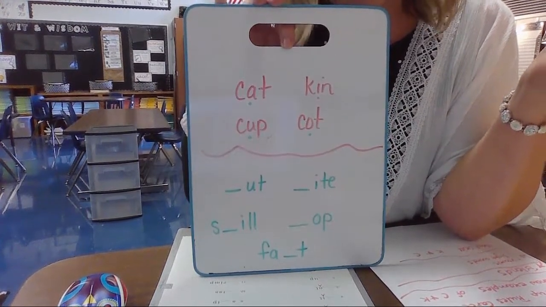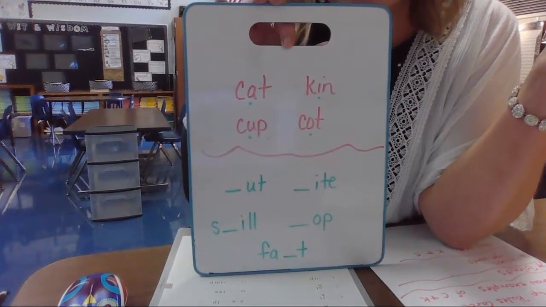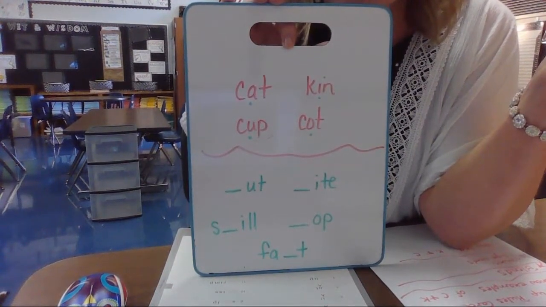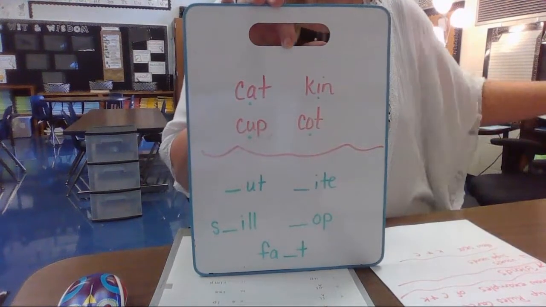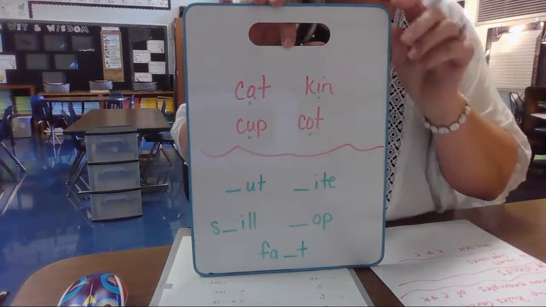Okay, down at the bottom of the board, I have some words with blanks, and we need to decide if it's a K or a C. And we're going to use our rules. Okay, so let me grab our rule card.